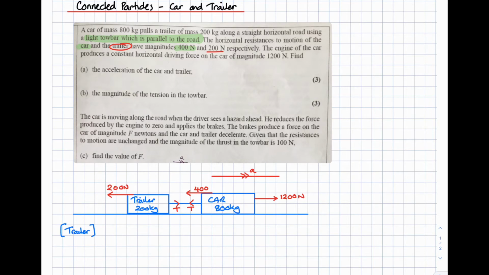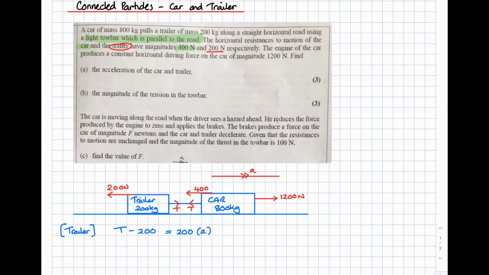So resolving horizontally, well, we've got tension in the trailer acting in the horizontal sense, and we've got its resistance force of 200 newtons acting towards the left. So therefore its resultant force would be given by T minus 200. And that's going to be equal to the mass of the trailer, which is 200 kilograms, multiplied by the acceleration, which we don't yet know in the question. So we're just going to write it as 200 times A.